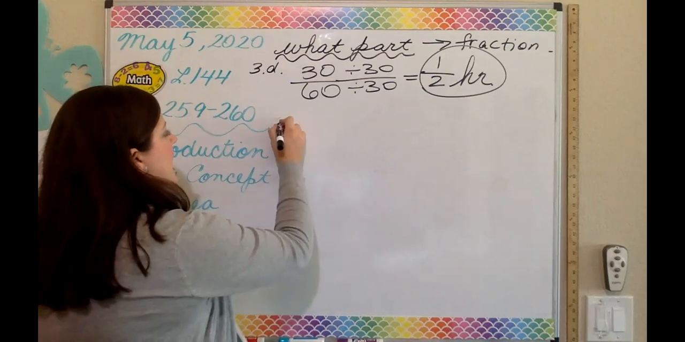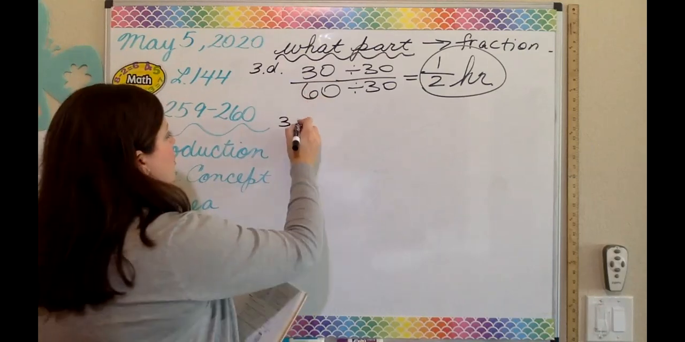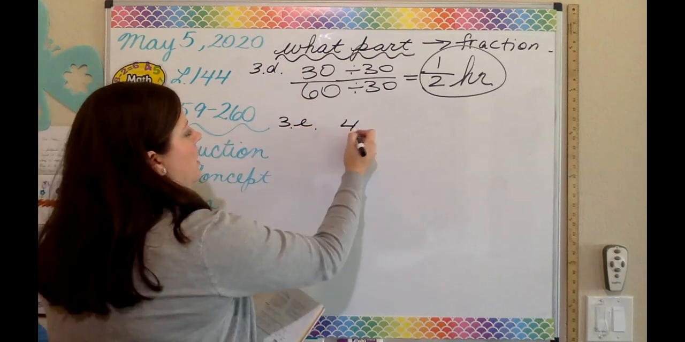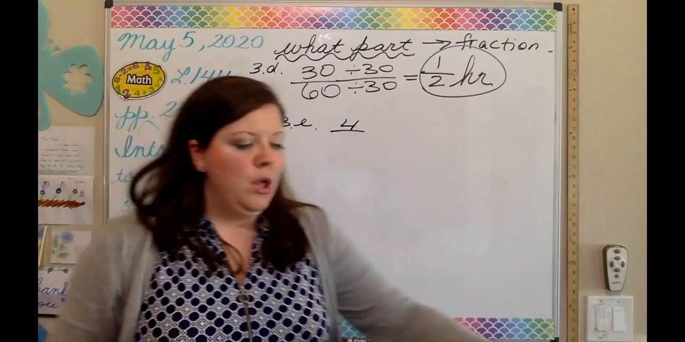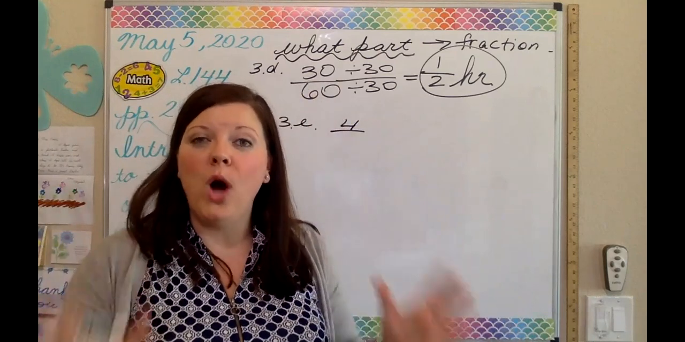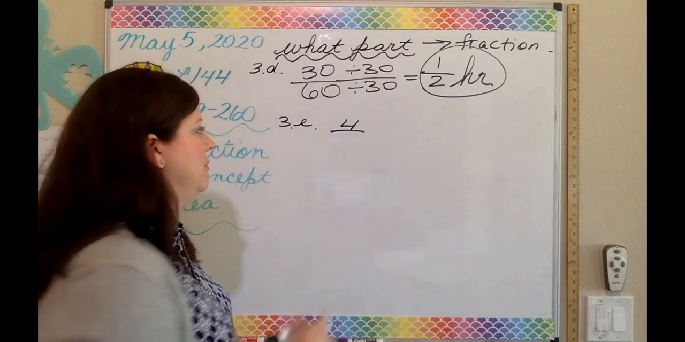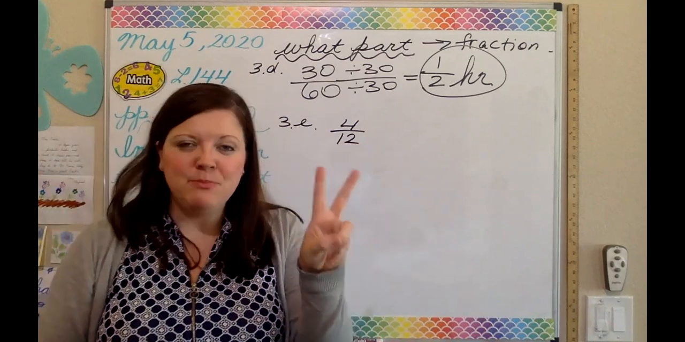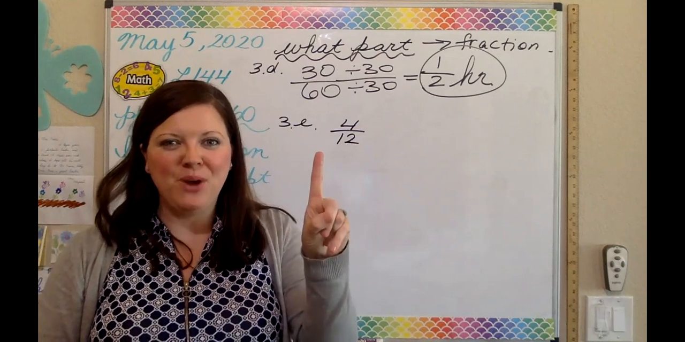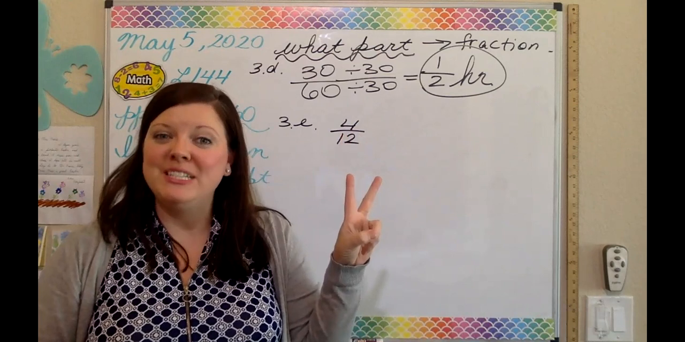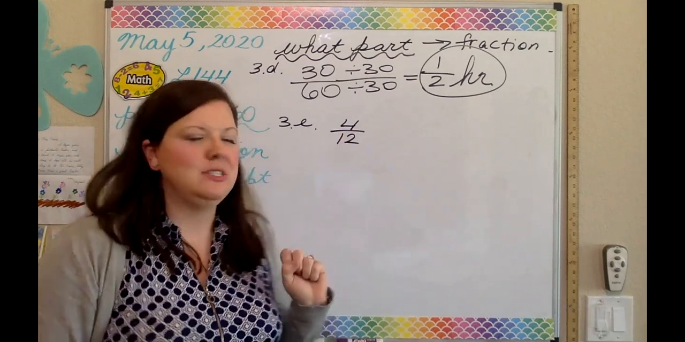Let's start with what we have for 3E, and that is 4. How many items does it take to equal 1 whole dozen? 12. That will be our denominator. Let's end by asking our 2 questions. Question number 1, is this a proper fraction? Yes. Question number 2, is it reduced? No. Let's reduce it.